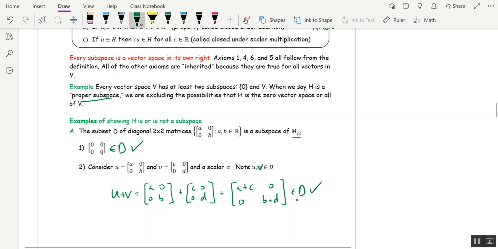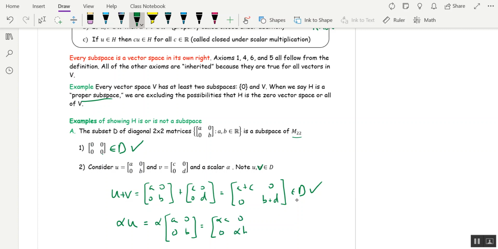So that one works, and then the only other thing to show, according to the definition of a subspace, is that scalar multiples, let's see, a scalar alpha. Okay, so alpha U, we have to show that scalar multiples stay inside of D. So that's alpha times the diagonal matrix A0, 0B. That's alpha A, 0, 0, alpha B. That's still a diagonal matrix. So D is indeed a subspace of M22. Sorry, I'm saying H, but I meant D.